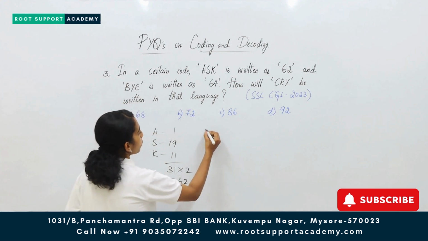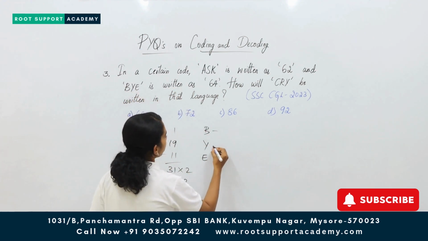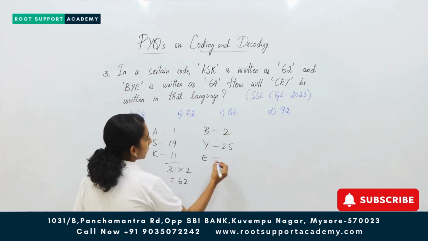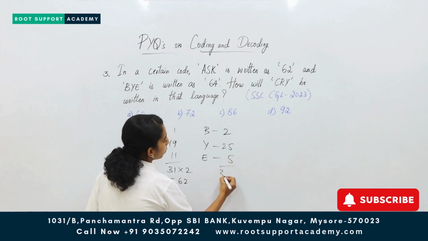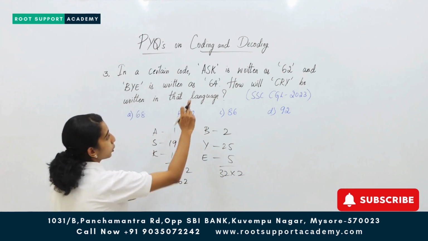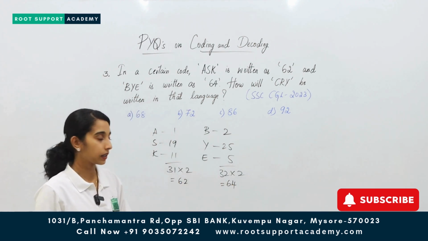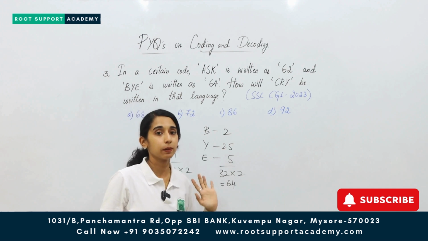In the same way, let us do it for BYE. BYE is written as 64. B, we know, is 2. Y, we know, is 25. E, we know, is 5. So 25 plus 2 is 27, plus 5 is 32. The same method applies: 32 into 2, what do we get? We get 64. So this is the trick they have used. Taking the alphabet positions, they have just multiplied by 2.